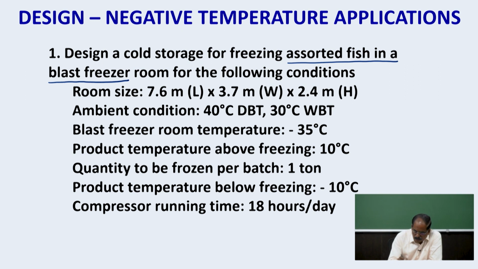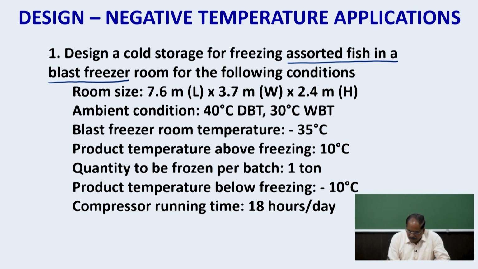So the dimensions of the room are given. Ambient condition is given. Blast freezer room temperature is given as -35. Quantity to be frozen per batch is 1 ton. Product temperature below freezing is -10. Product temperature above freezing is +10. I think, yes, above freezing is 10, below freezing is -10.